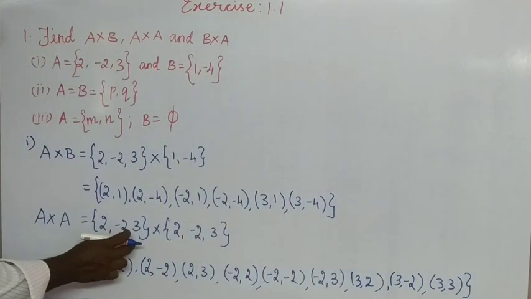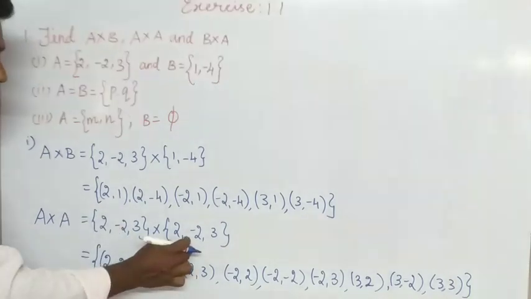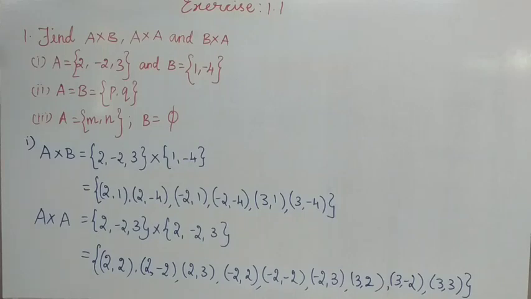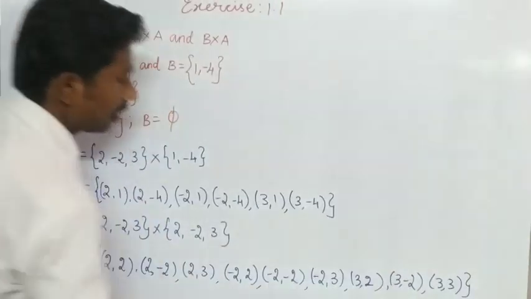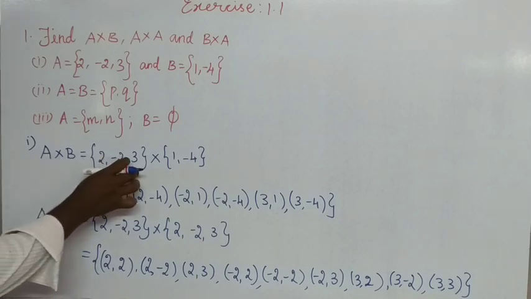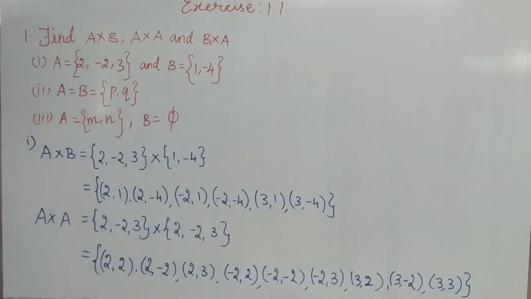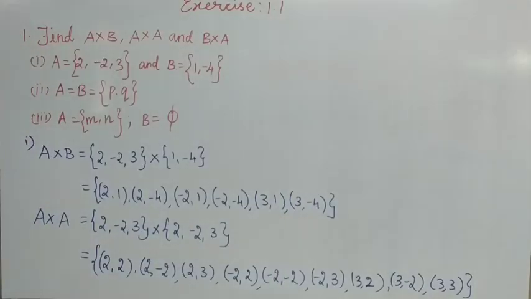Suppose the first set has 3 elements and the second set also has 3 elements. So 3 3s are 9 ordered pairs must be there. Let us check: 1, 2, 3, 4, 5, 6, 7, 8, 9. In the first one, A cross B, the number of elements in the set A is 3 and the number of elements in the set B is 2. So 3 2s are 6. So 6 ordered pairs must be there. So 1, 2, 3, 4, 5, 6.